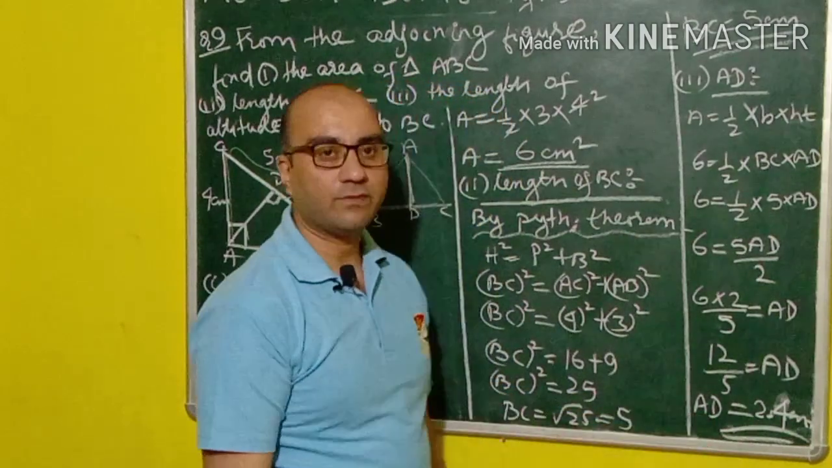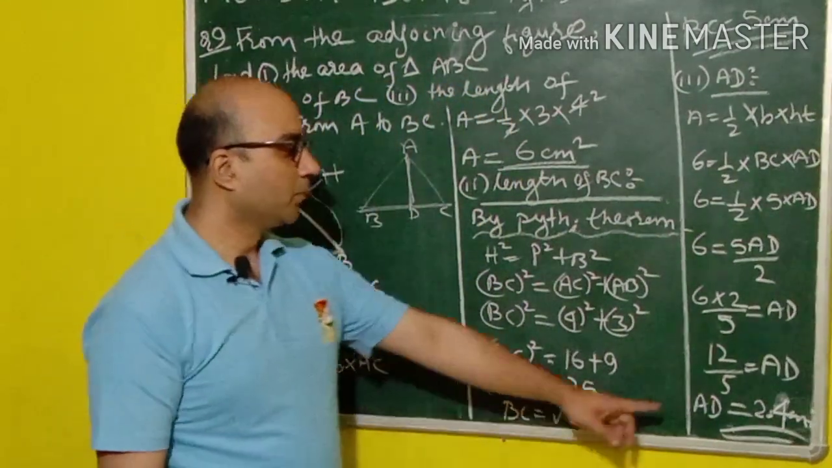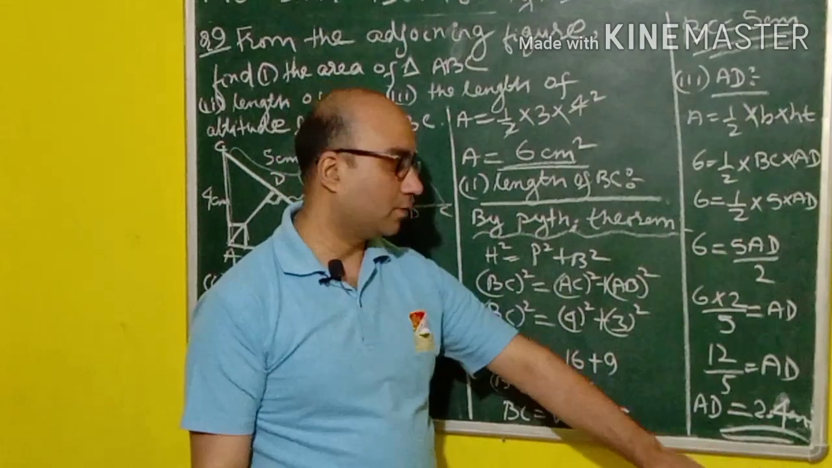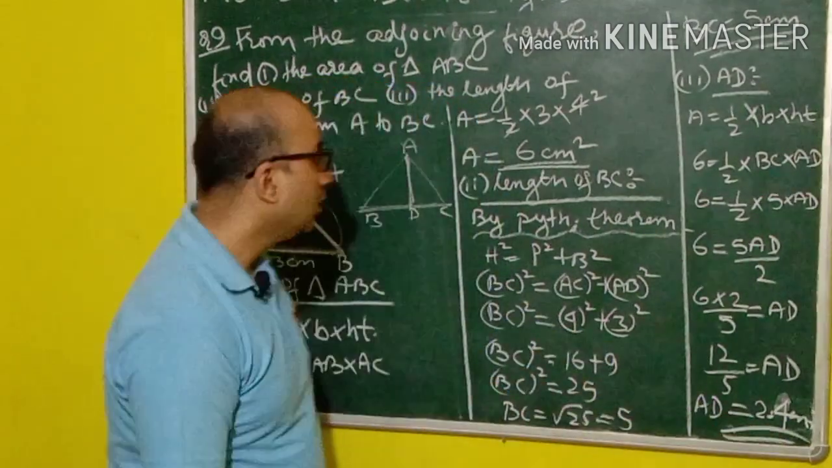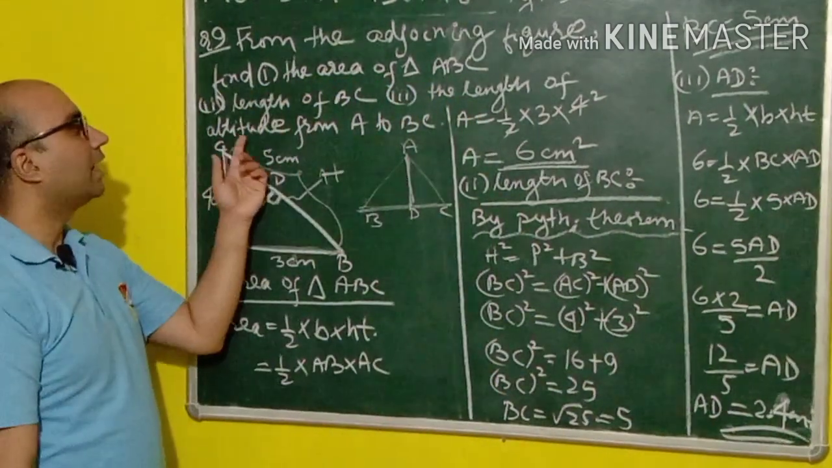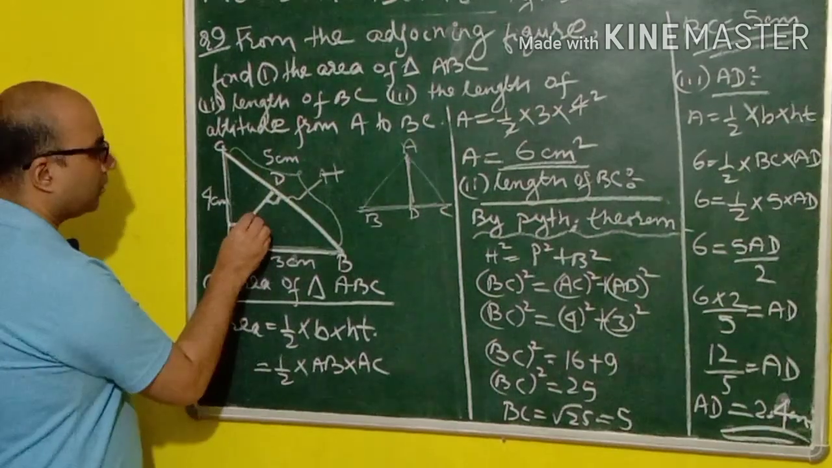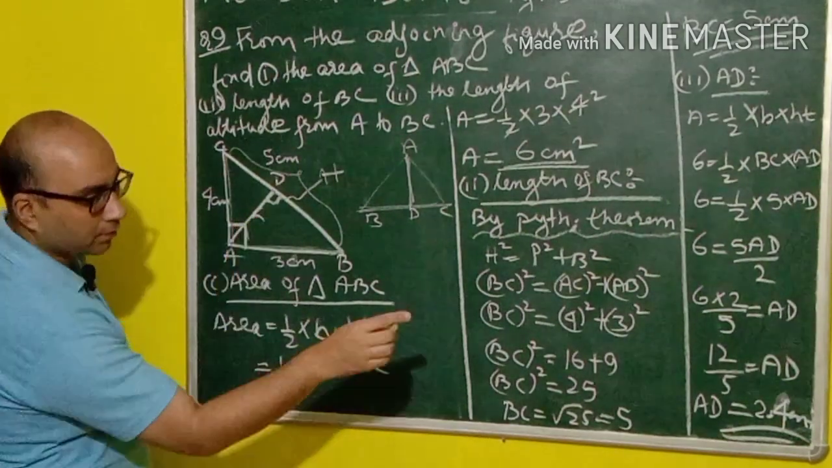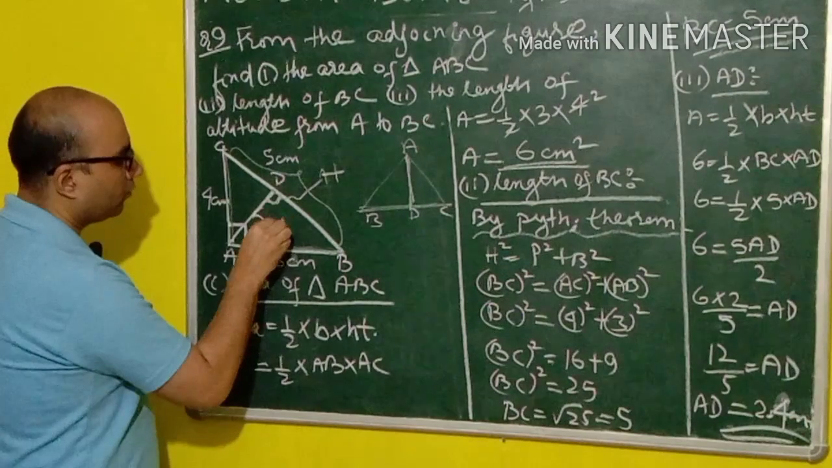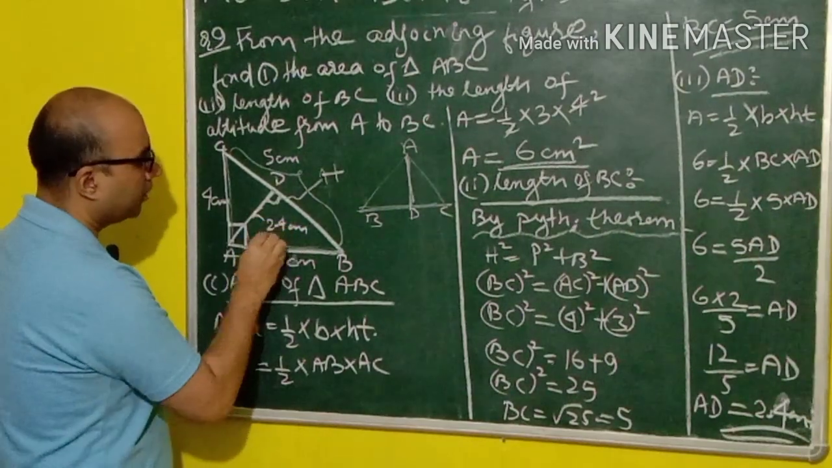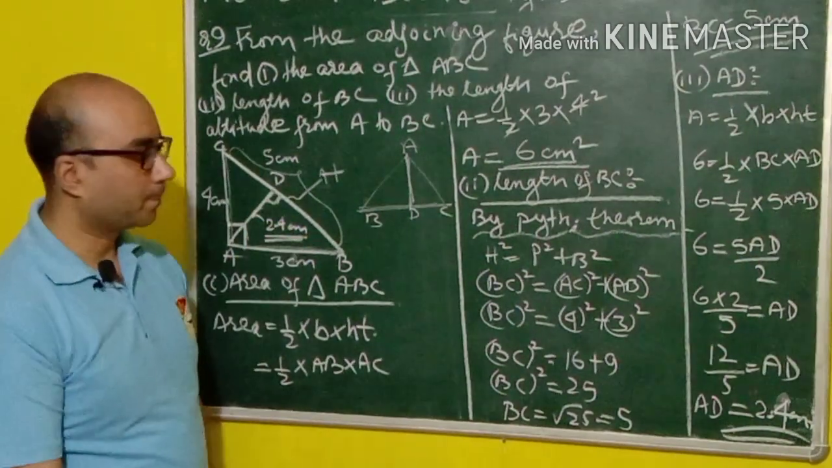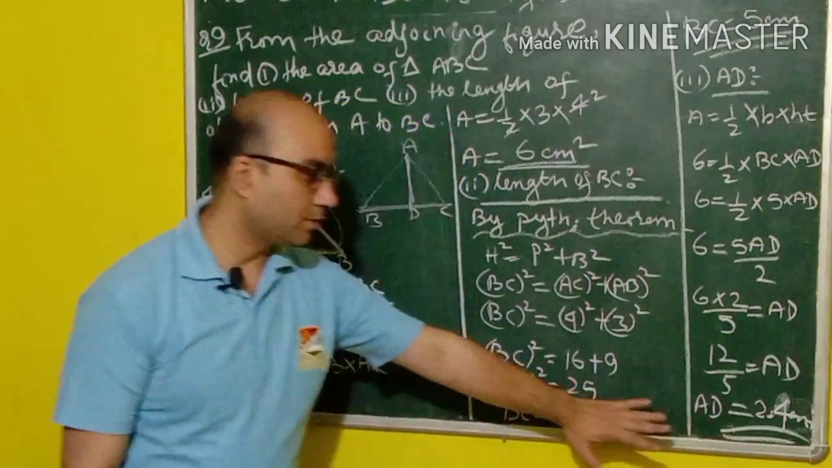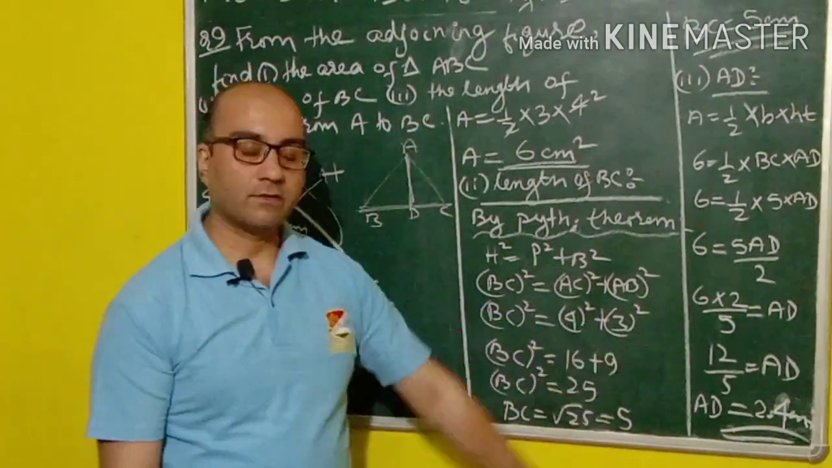So what is the length of AD? The length of AD is equal to 2.4 centimeter. So this will be the answer for AD, which means the length of the altitude from A to BC, that means this length altitude will come to 2.4 centimeter. Okay, so this is the way we have found the length of the altitude.